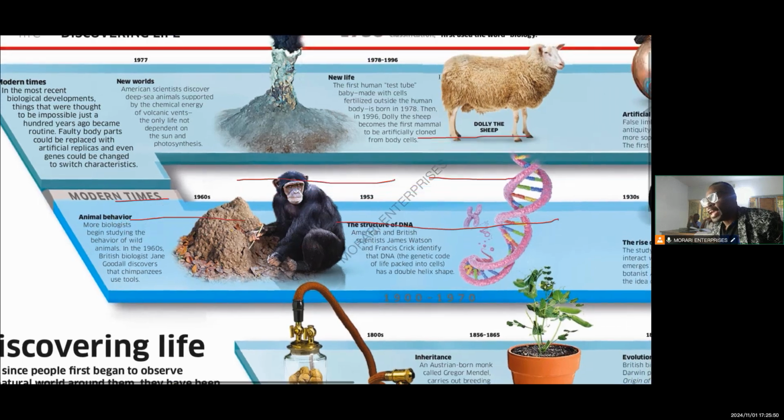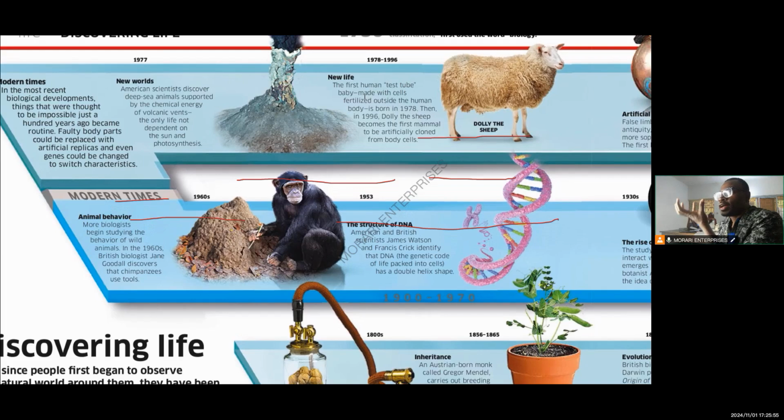New life. Let's see again. The first human test tube baby. Woohoo! A baby in a test tube made with cells fertilized outside the human body. We say the sperm cell from the male and the egg cell from the female. The sperm cell will fertilize the egg, and then they will exchange chromosomes and become 46. That's why you get from your mom, you get from your dad.